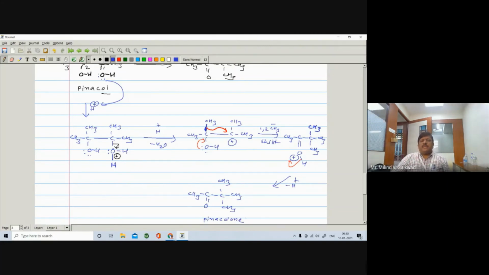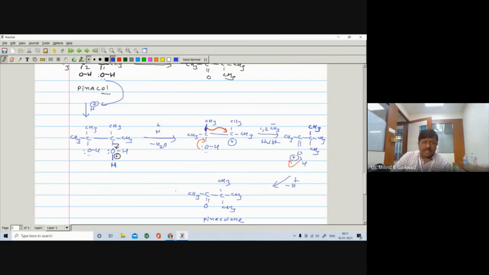So this is a very simple reaction called the Pinacol Pinacolone Rearrangement reaction. The starting compound is pinacol, and the product is pinacolone. One of the methyls from carbon number 2 shifts to carbon number 1, and it is called a 1,2-methyl shift, right? In this way, I have taken an example.